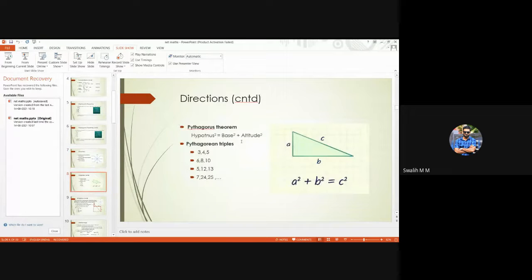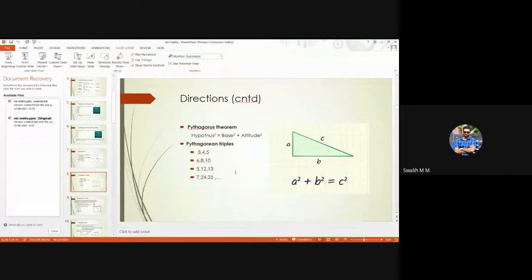Another thing you need to know while doing directions is the Pythagoras theorem. You must all have studied this in 7th or 8th, but we might have forgotten. That is, hypotenuse square equals base square plus altitude square. This is the hypotenuse, this is the base, and this is the altitude. In these kind of questions, the base and altitude are given, and the distance would be the hypotenuse, or the other way around. So you can solve for B if you know A and C, by taking roots.